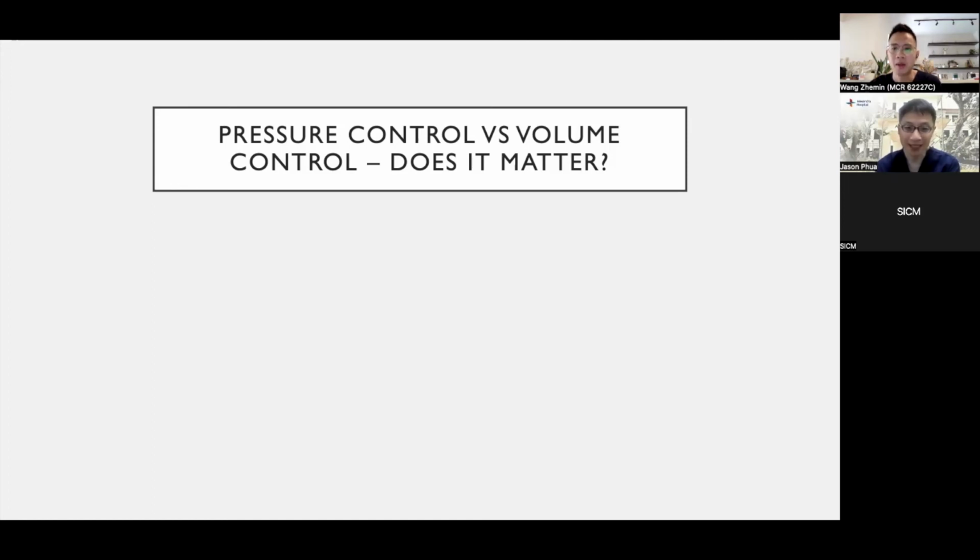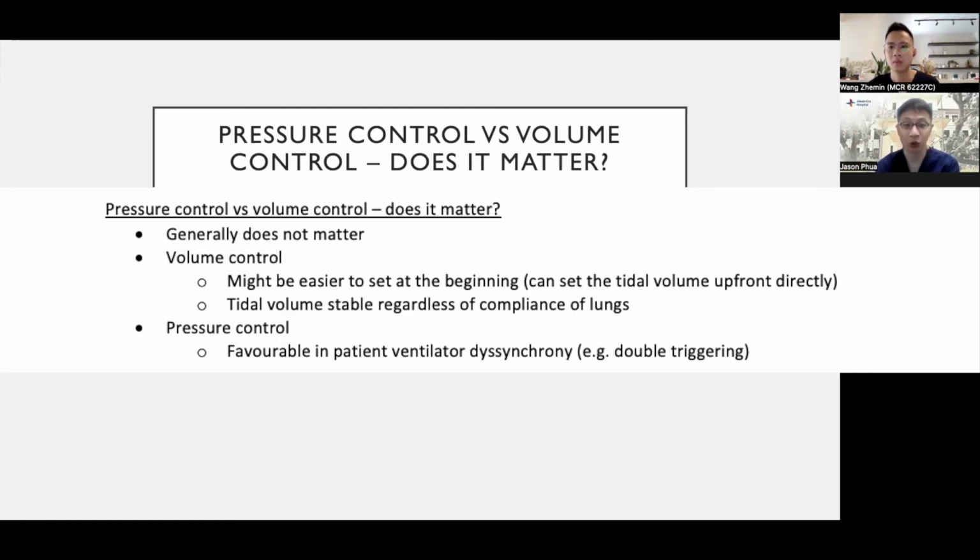There is one study that long ago suggested that modes matter. Okay. But increasingly, the impression is that they don't. And the reason why I say that is because pressure control, if set right, can look like volume control, and volume control, if set right, can look like pressure control.